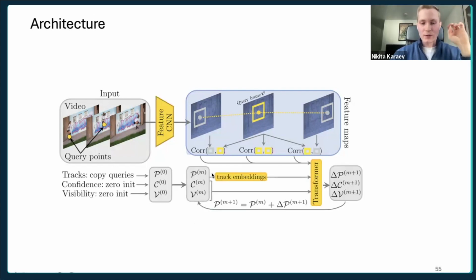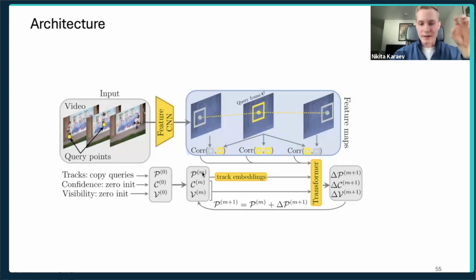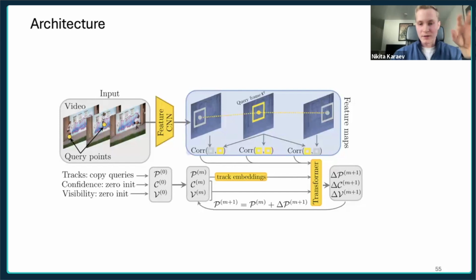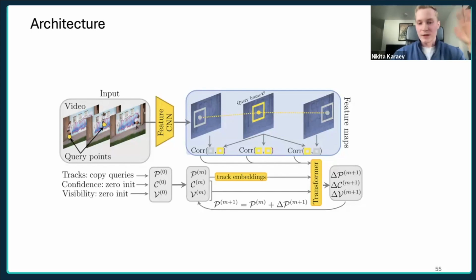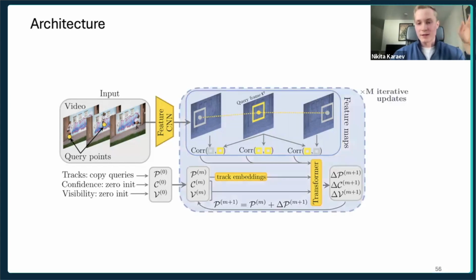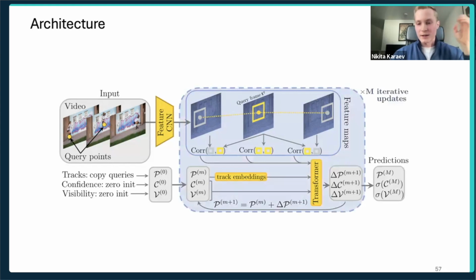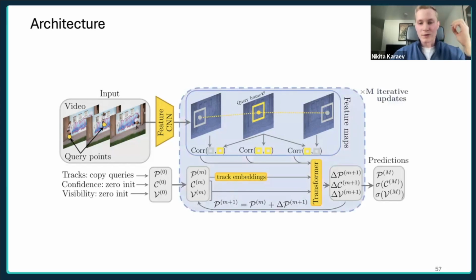We also pass our current track confidence and visibility updates to the same transformer, which then outputs deltas to these quantities. So it just updates all the predictions. And we do these iterative updates 8 times until we have our final track estimates, final track confidence and visibility estimates. And that's what we output from the model.